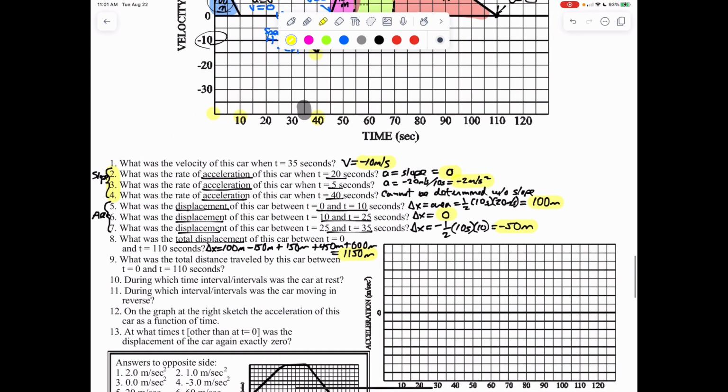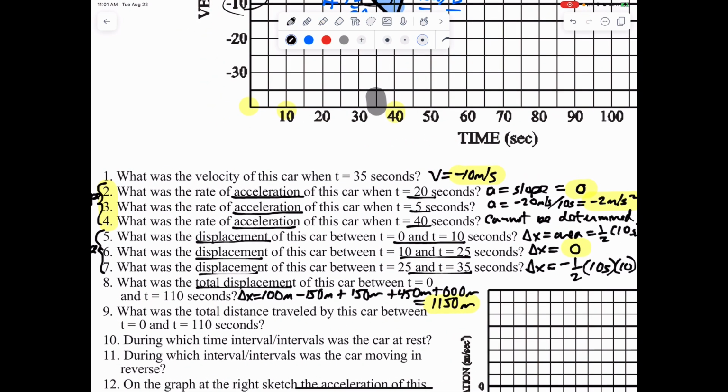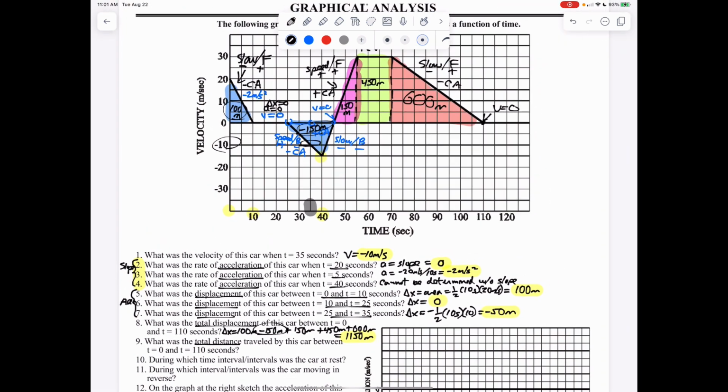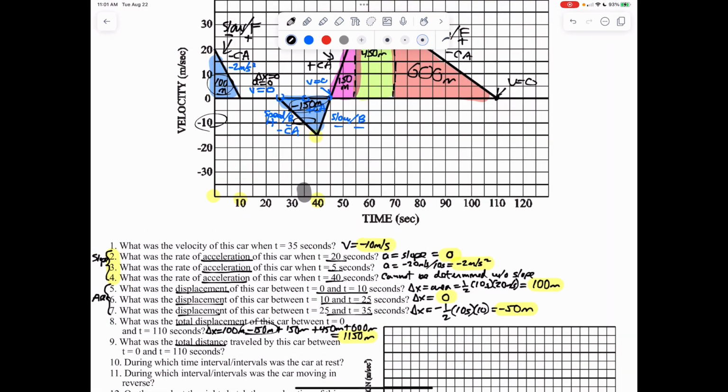Okay, what is the total distance traveled by this car? Well, total distance means you disregard direction. So I'm not going to subtract anymore. I'm going to add that extra 150. So what is 1,150 plus 150 more? Let me see. It's about 1,300 meters.